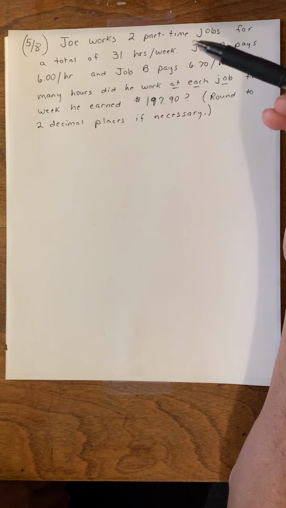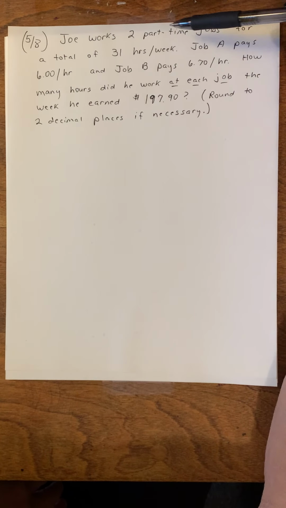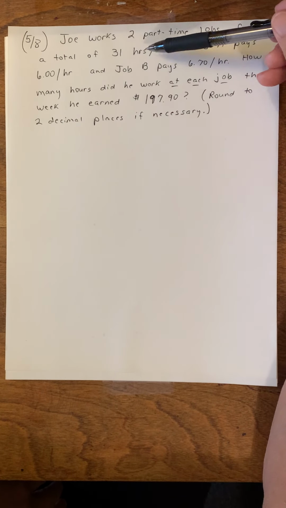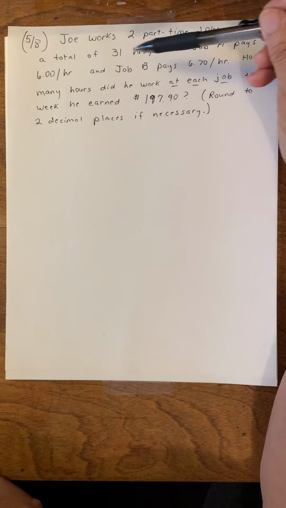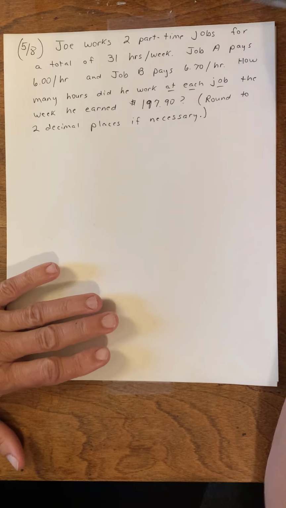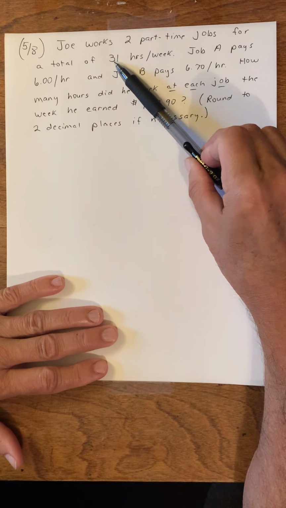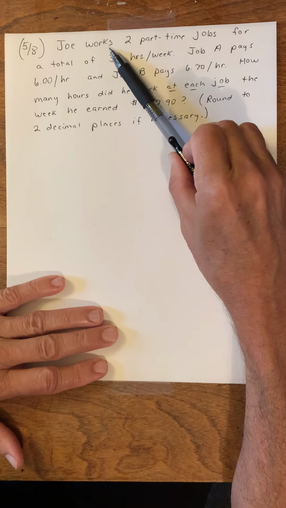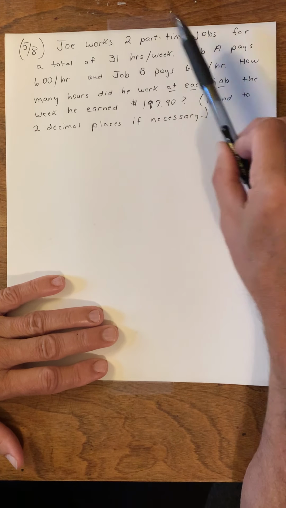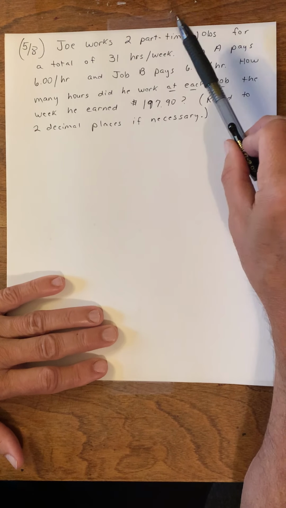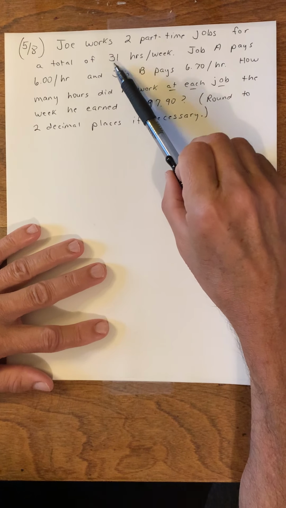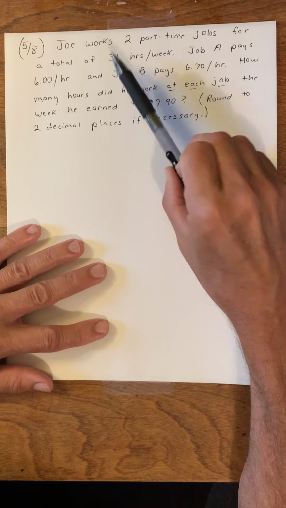All right. First concept, Joe works 2 part-time jobs for a total of 31 hours a week. Every week he works 31 hours. Sometimes it might be more at one job than another. It might be 1 hour at one job and 30 at the other, or 15 in this one and 16 at that one, or 5 in this one and 26 at that. It varies, but it's always 31 hours a week.